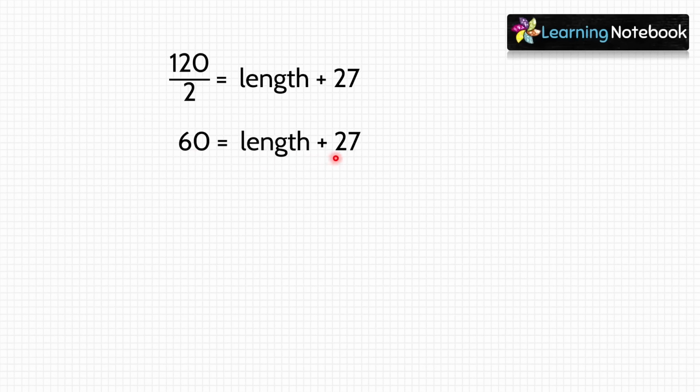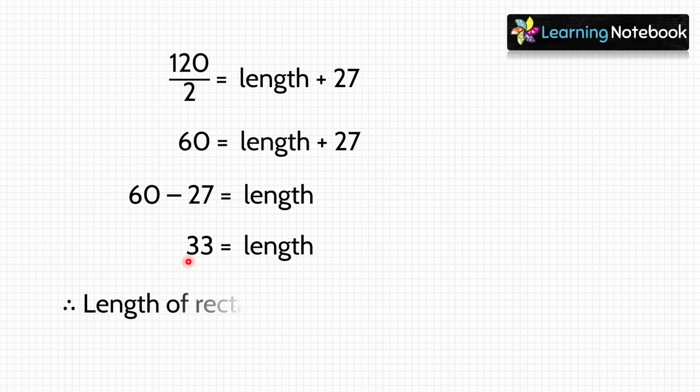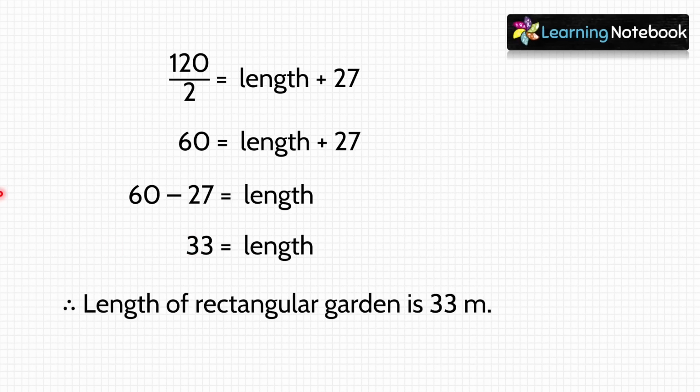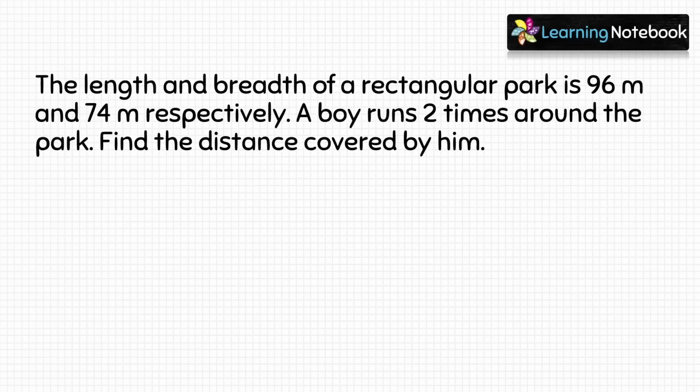Now let's shift this 27 to the left hand side. So its sign will change from positive to negative. So we get 60 minus 27, which equals 33. So students, we have got the length of this rectangular garden as 33 meters. Let's move to the next question.